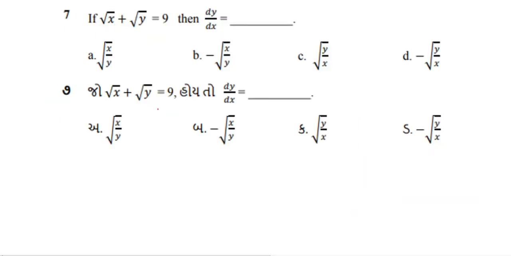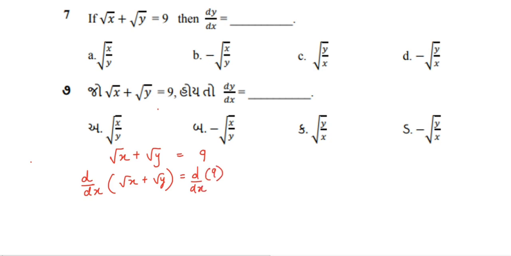Coming to the 7th question, it has given root of x plus root of y is equal to 9, and we have to find dy by dx. So how will we find it? Here I can write the equation as root of x plus root of y is equal to 9, differentiating both sides. So let me differentiate d by dx of this whole equation, root of x plus root of y, equal to d by dx of 9.